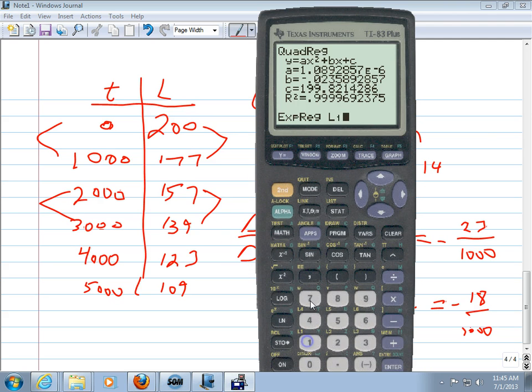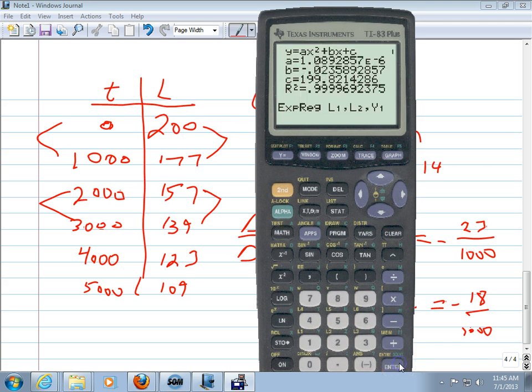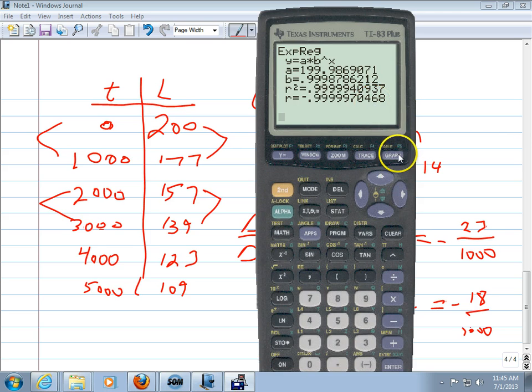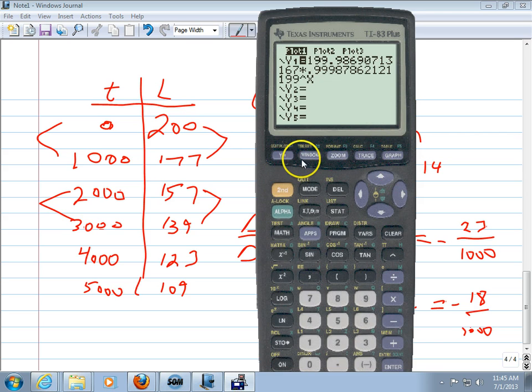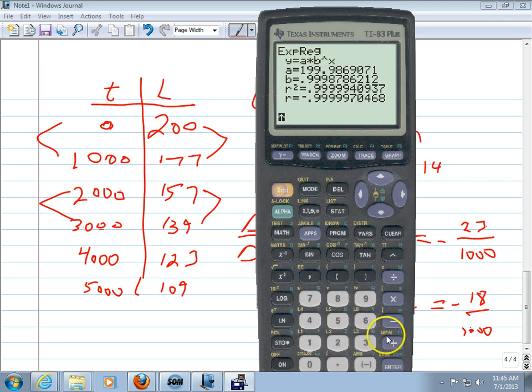So second L1, comma, second L2, comma, let's replace vars, y vars, function 1. And now the r squared is damn close to 100%, and the coefficients are none of them 0. So when you go to y equals, there it is, but that's a mess. I like to do this just to make it clean. Second quit, second enter. Make it easier to write.